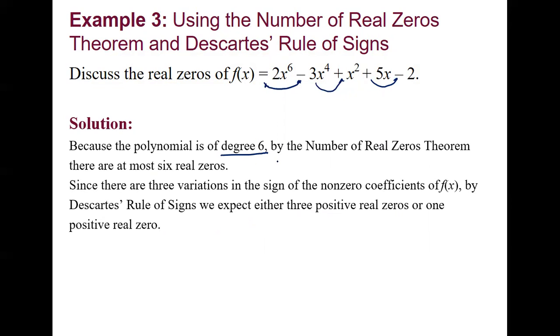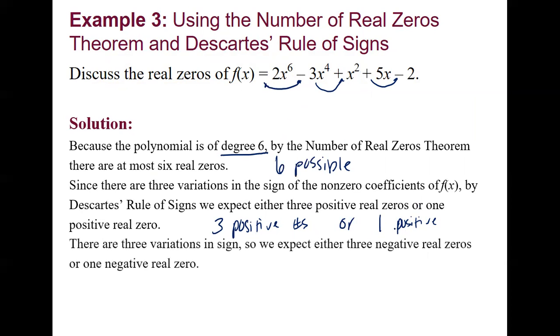So out of the 6 possible real zeros, we think that one of two things. Either 3 of them are going to be positive numbers, which means that the other ones are negative, or only one is a positive number. Because the rule is it's that number of changes or 2 less than the number of changes. And we had how many changes in signs? 3. And 2 less than 3 is 1.